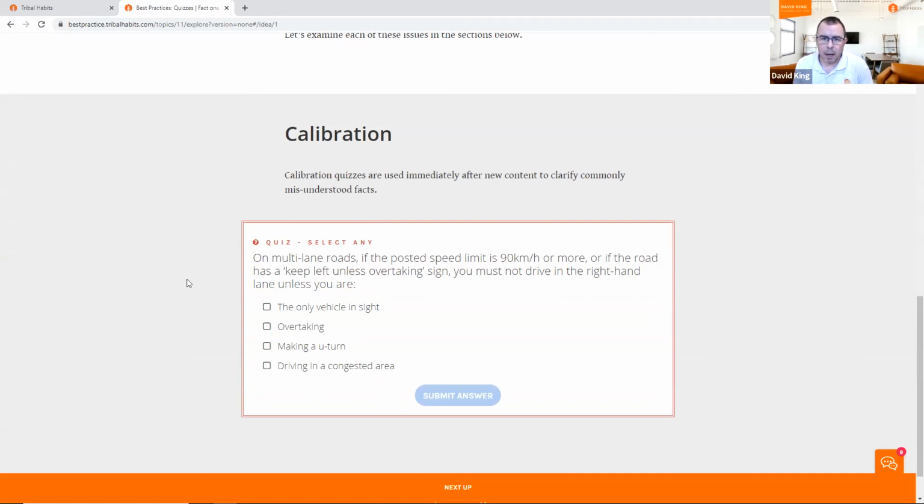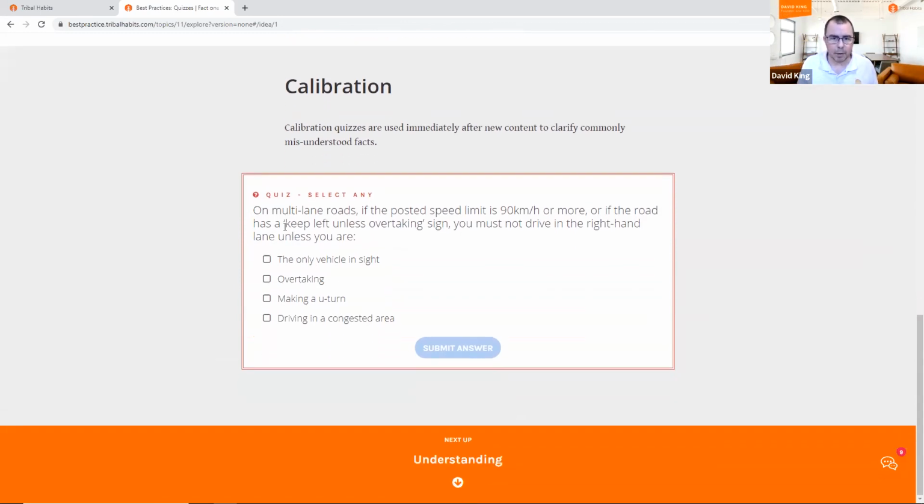Let's now consider calibration. Calibration quizzes I use after I explain some theory where I feel that people might commonly get things wrong. They misunderstand the theory that we're teaching, and I want to calibrate that to make sure they got it right. So I'm using a quiz in situ here. It's not going to count towards their assessment or anything like that. It's a chance to check, are they understanding what I'm teaching?